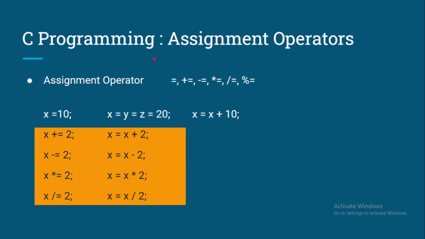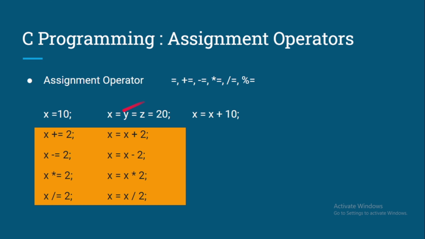So what are assignment operators? The major job of an assignment operator is to assign the value from the right side to the left side. We have different assignment operators. One is equal to, which is the operator we used in the previous program. Then we have plus equal to, which is a combination of plus and the arithmetic operators, like plus equal to, minus equal to, multiply equal to, divide equal to, modulus equal to.